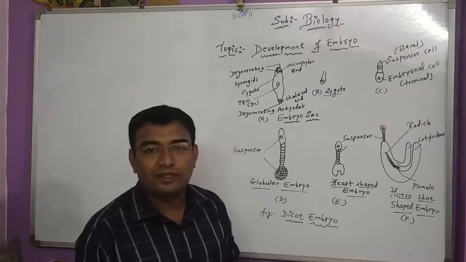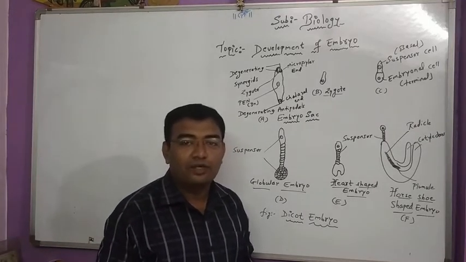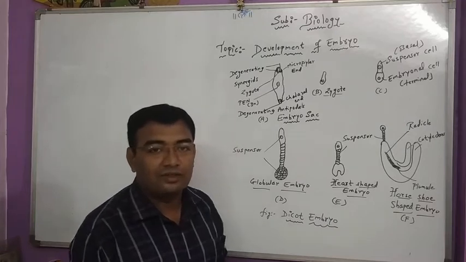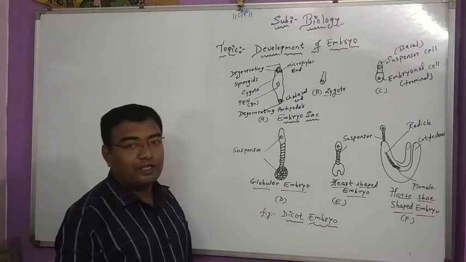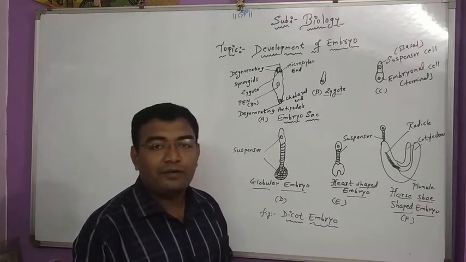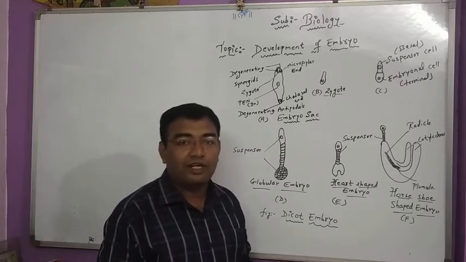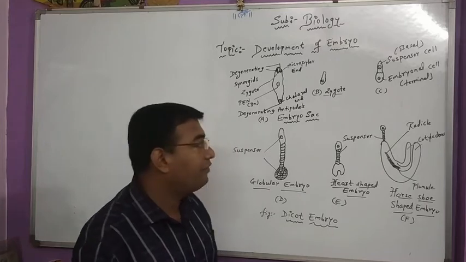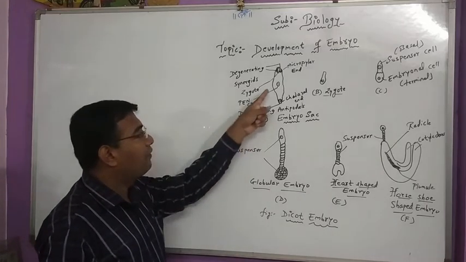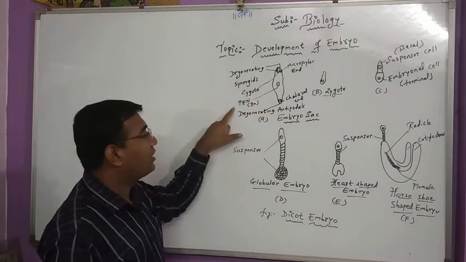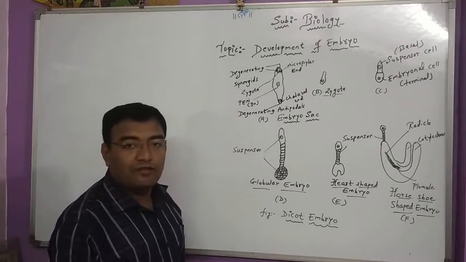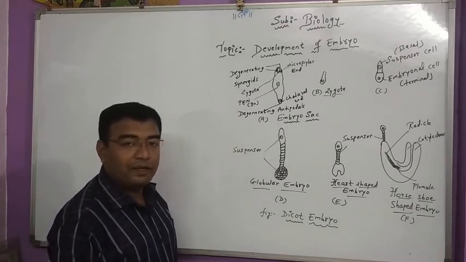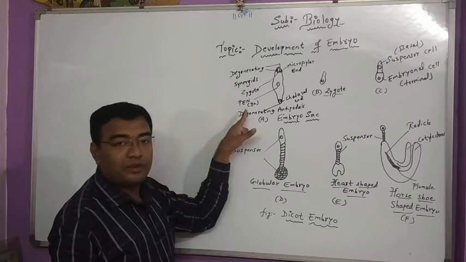Hello friends, today here we are again with a new video of biology and our today's topic is development of embryo. In our previous lecture you have heard about development of endosperm. In endosperm, we have seen a triple fusion. Here I have written PEN, P-E-N. What is the meaning of PEN? PEN means primary endospermic nucleus.